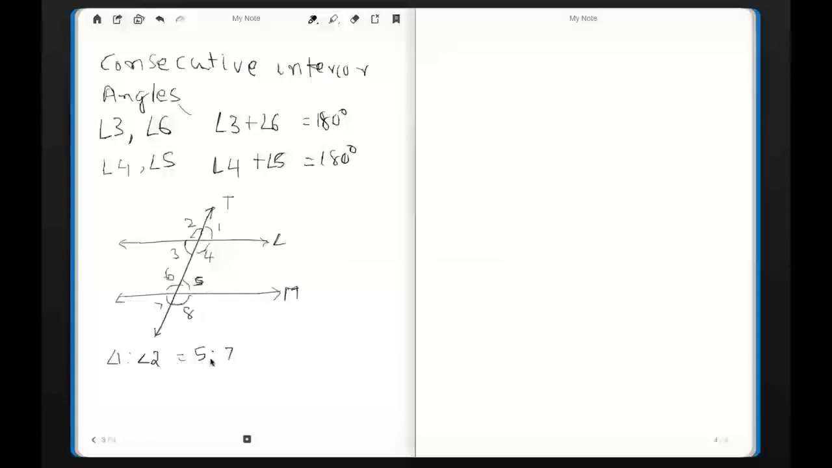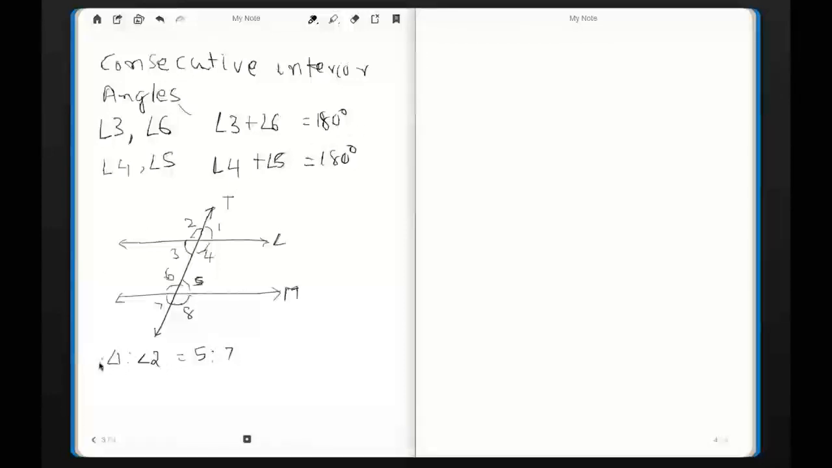Angle 1 is to angle 2 is 5:7, and what is asked is to find all the other angles. That's basically what is told. Now what can you do? Since you are given that angle 1 is to angle 2 is 5:7, there's something that you can say.